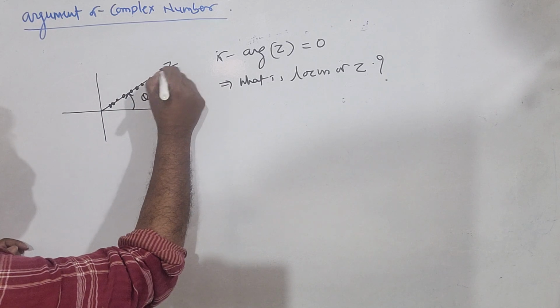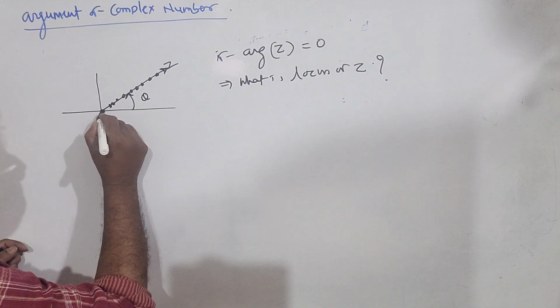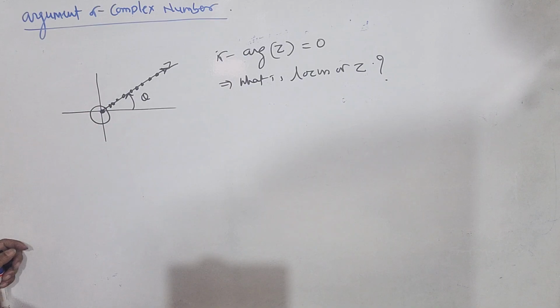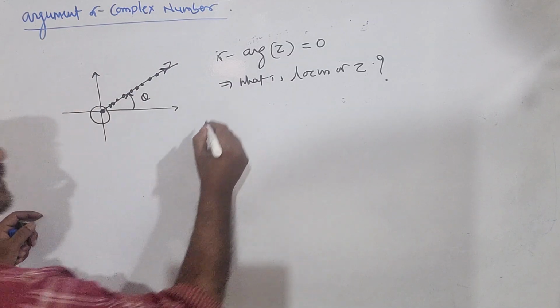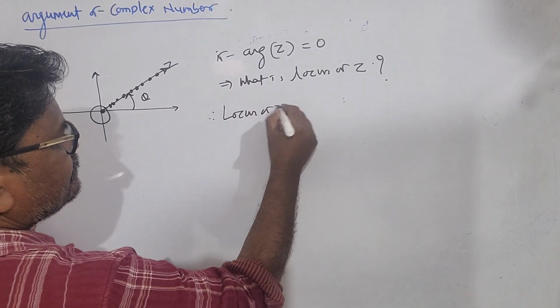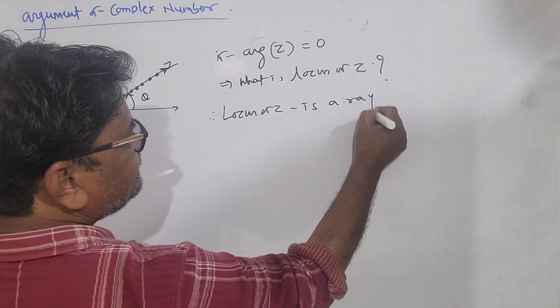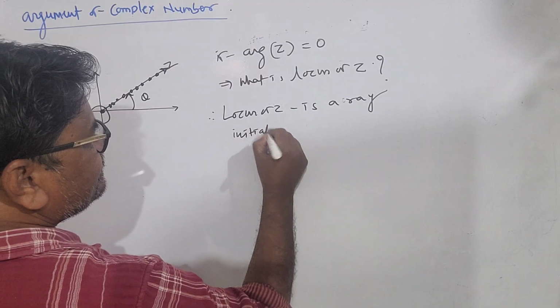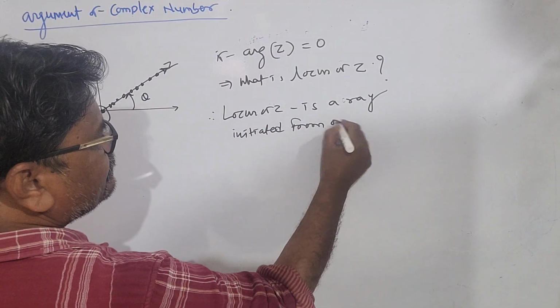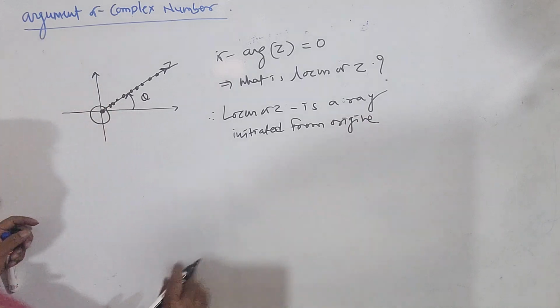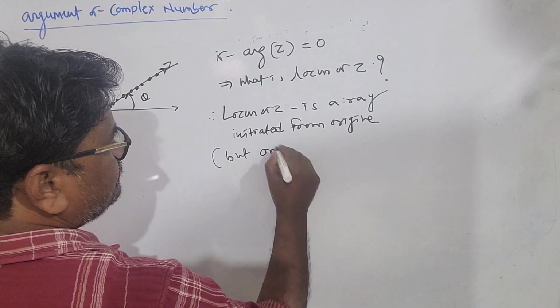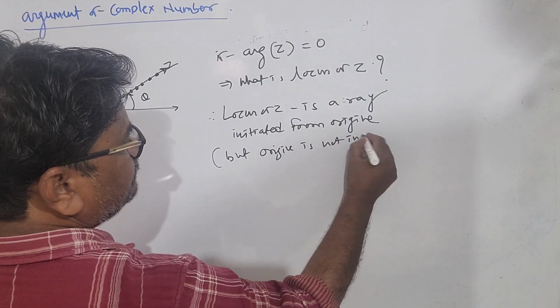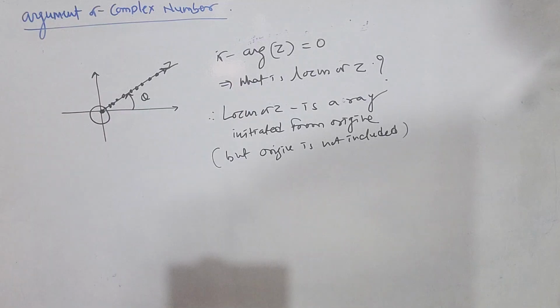That is, it is a ray and it is initiated from the origin, and the origin is not included because I have told you just now that the argument of the origin, or a 0 complex number, is not defined. So therefore here the locus of z is a ray initiated from the origin. This is important, but the origin is not included. Correct? This is important.